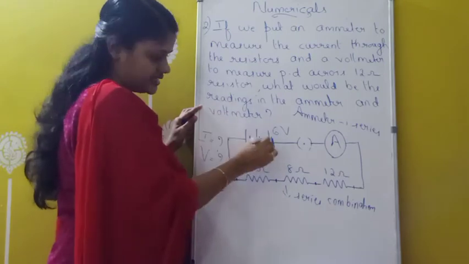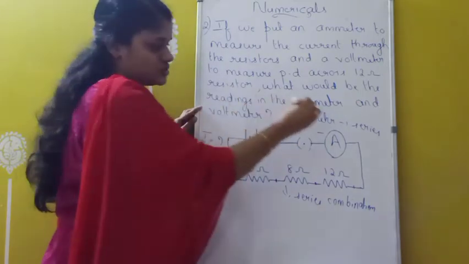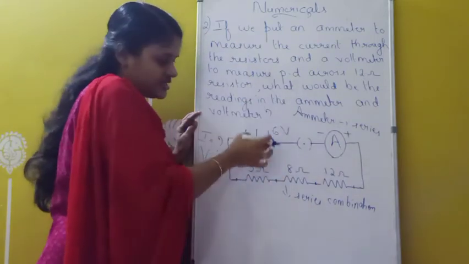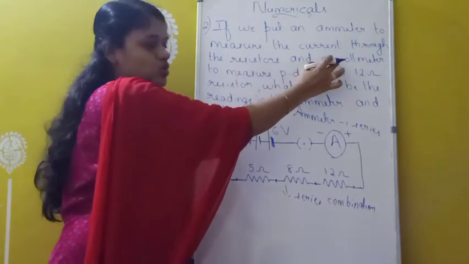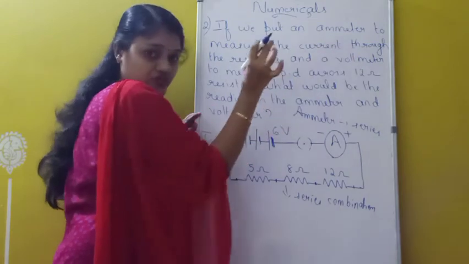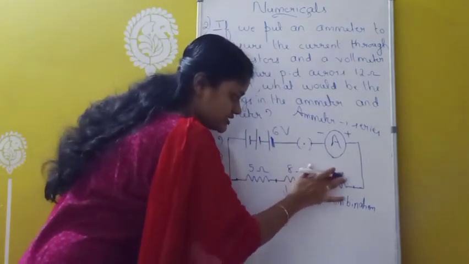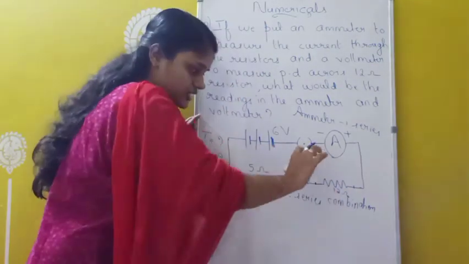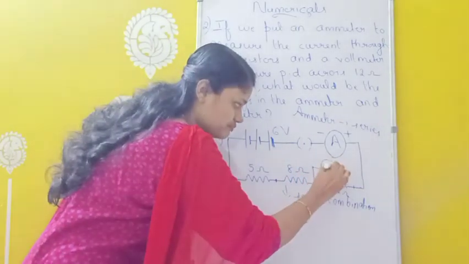Here we can see the negative of the cell. So near the negative of the cell, we have to put the negative of the ammeter, and the next side will be positive. Now I have connected the ammeter in series to the circuit. Next I have to connect a voltmeter, and this voltmeter measures the potential difference across the 12 ohm resistor alone. So I am writing 12 ohm here and connecting a voltmeter across this 12 ohm resistor alone.